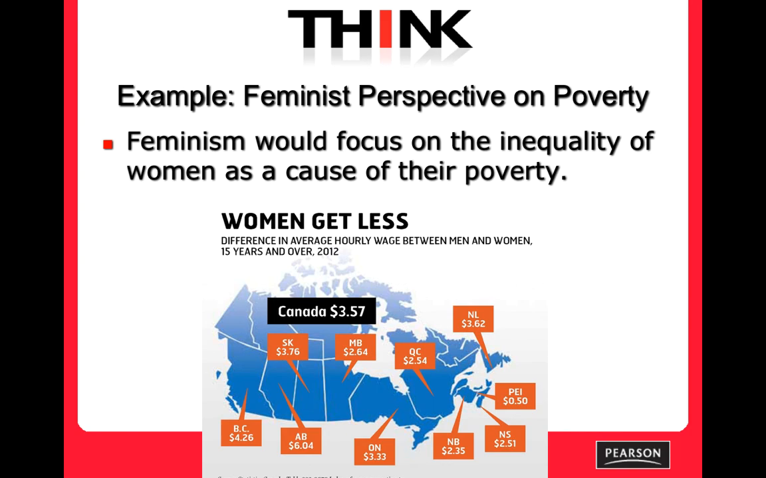When we study poverty, do we focus on the homeless man, or do we consider the single mother who is struggling to barely make ends meet? And a direct issue that pertains to this that people talk about a lot is the wage gap. So the feminist perspective would be super interested in the wage gap in Canada and why it is, what we can do to correct it, and all that sort of stuff.